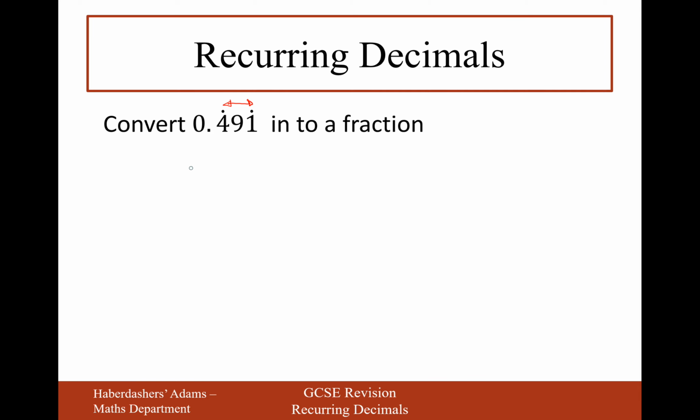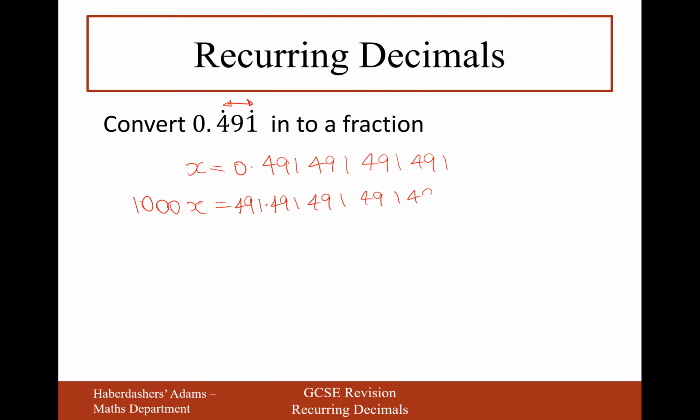Okay, so let's give this question a go then. It's going to be x equals 0.491491491491. Now in this case I want all the digits to move up 3 places in the number system, so that means I need to multiply by 3 tens, or 1000. So that's going to give me 491.491491491491. And then I can do my cancelling out.